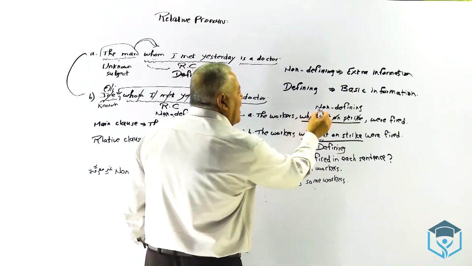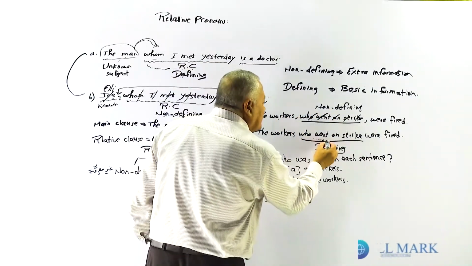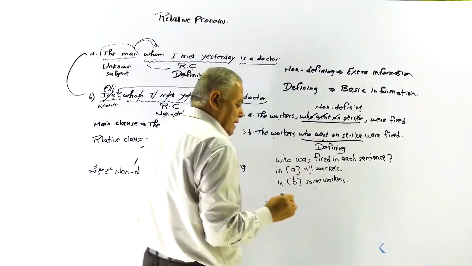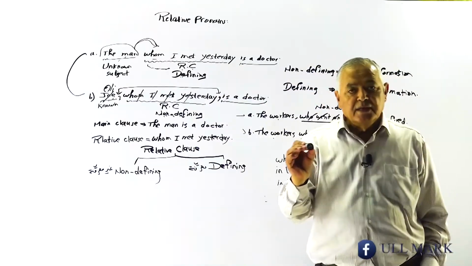فالحدث في non-defining يقع على الكل. والحدث في defining يقع على البعض. All and some. And that makes the basic difference between defining and non-defining.